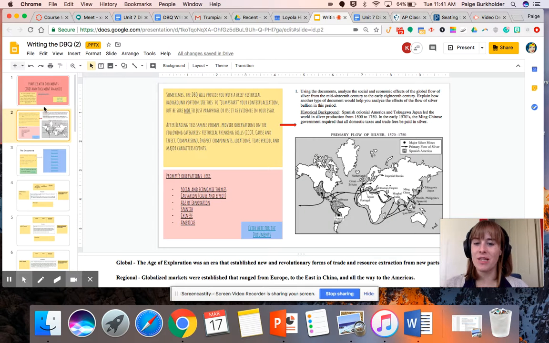Okay, so let's go over your DBQ, the process you should be going through. The AP exam is so formulaic, okay? And I can't emphasize that enough. It's good to stick to a formula. It's good to stick to a structure. And the more you do that, the more likely you will get a higher score on the AP exam.